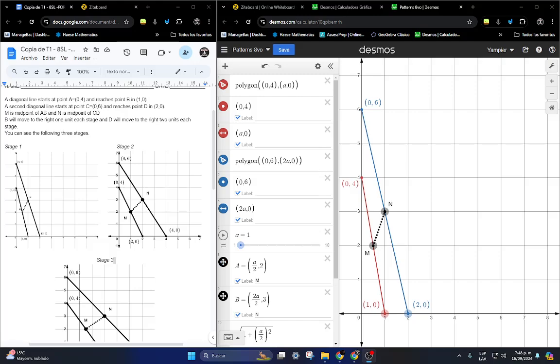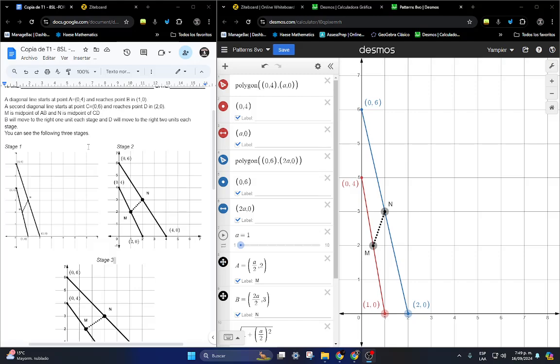A diagonal line starts at point A, 0, 4, which is this one, and reaches point B in 1, 0, which is this point. That first line is the red one. Also, a second diagonal line starts at point C, which is this one, and reaches point D in 2, 0. We also have M, this point, which is the midpoint between A and B, and N, which is the midpoint between C and D.